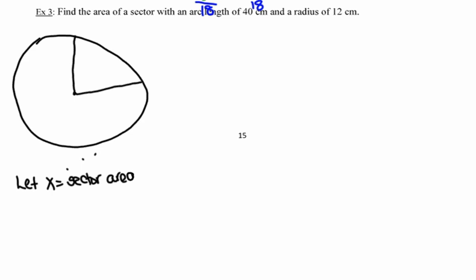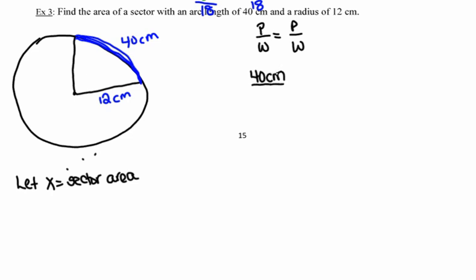But this time they tell me that the arc length is 40. So in other words, that curved wedge of my pizza there is 40 centimeters, and the radius is 12 centimeters. So unlike the first two where I knew that central angle, this time I know the arc length. My strategy, however, isn't going to change. I'm still going to compare parts with wholes. But this time I'm going to compare this arc length of 40 centimeters with the entire circumference of the circle.